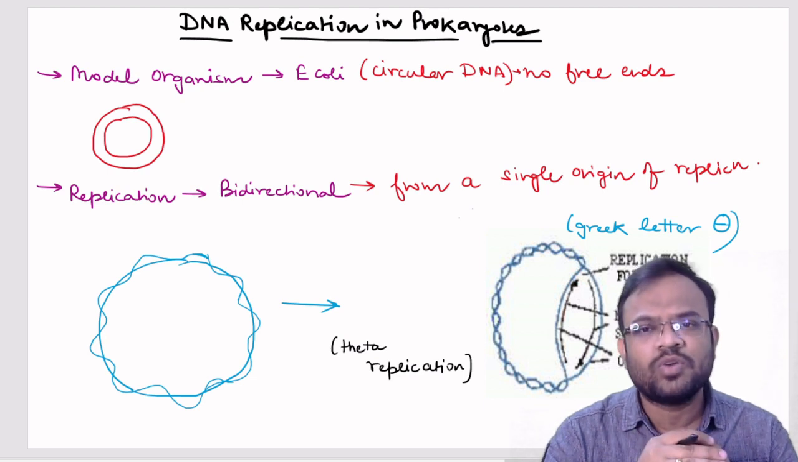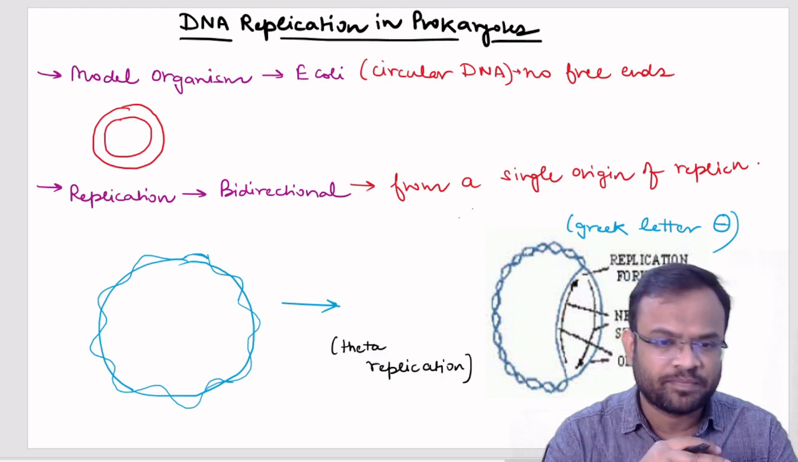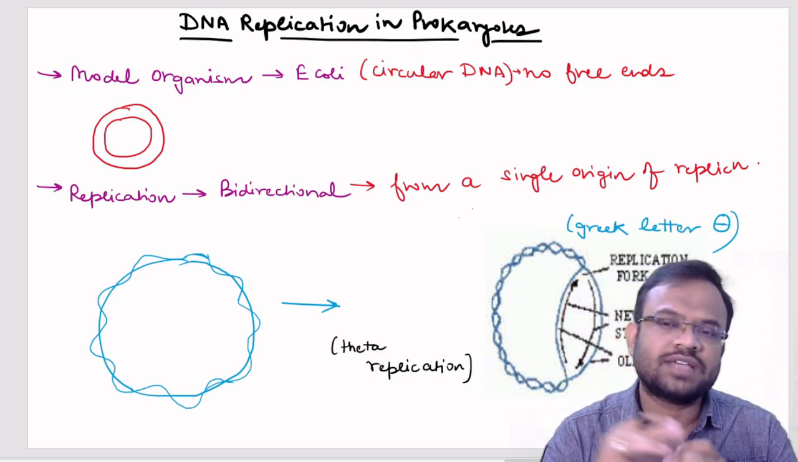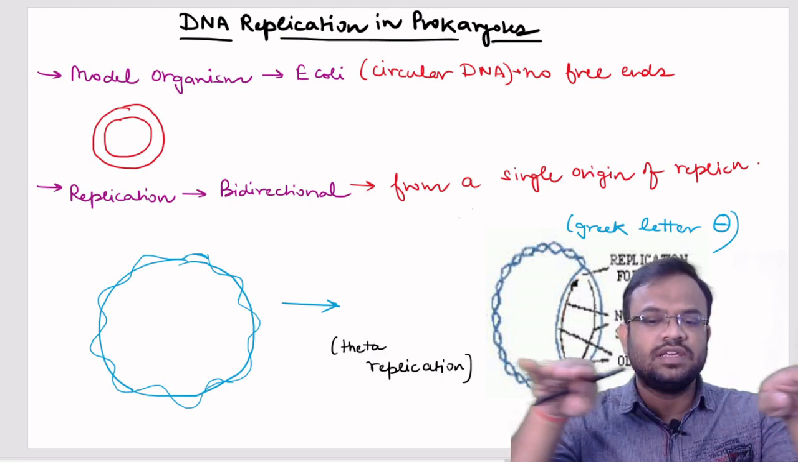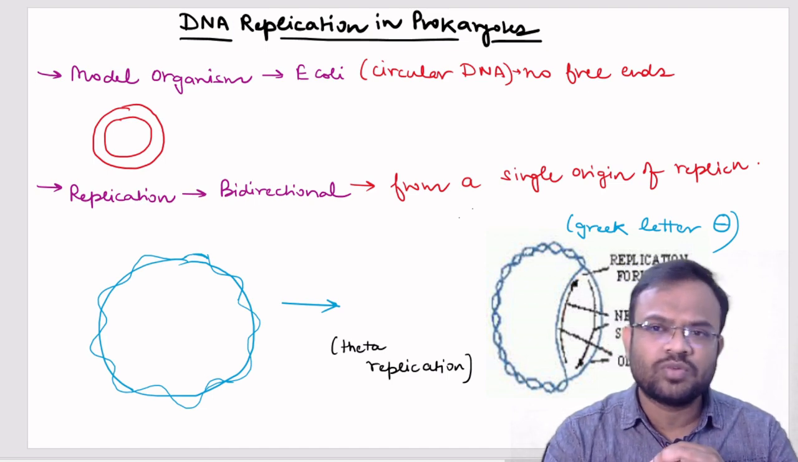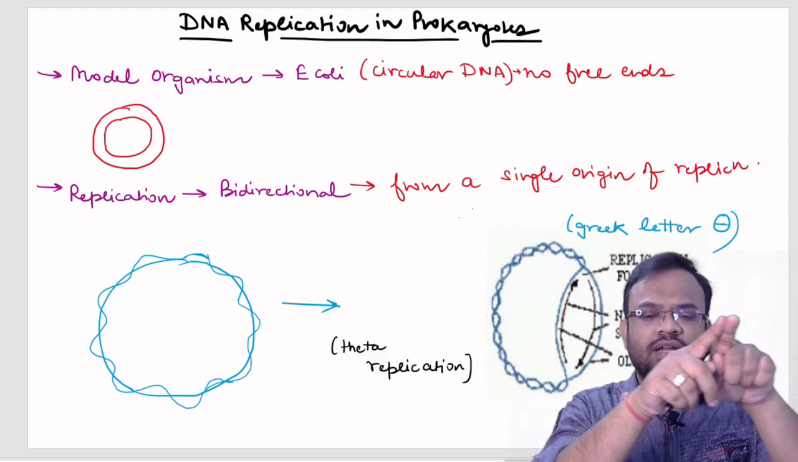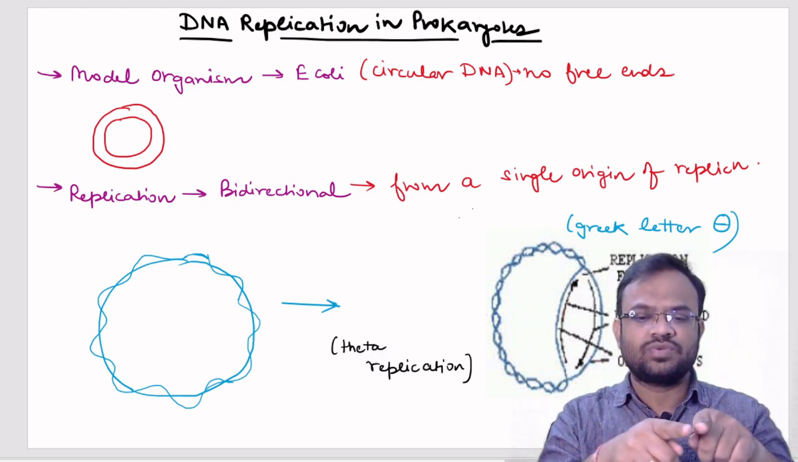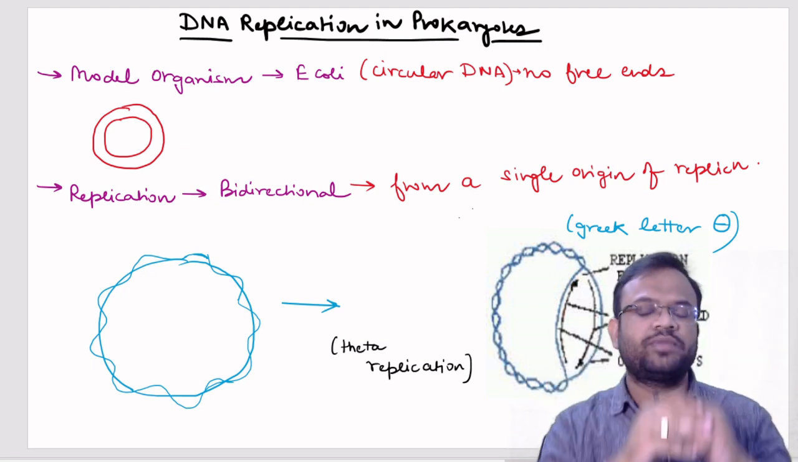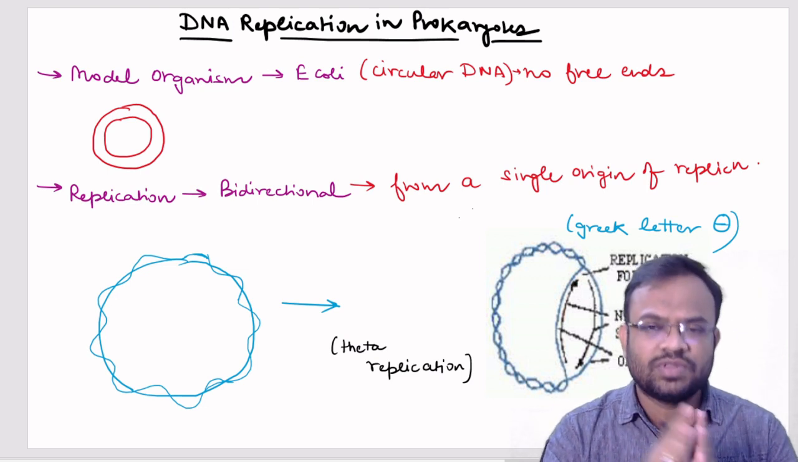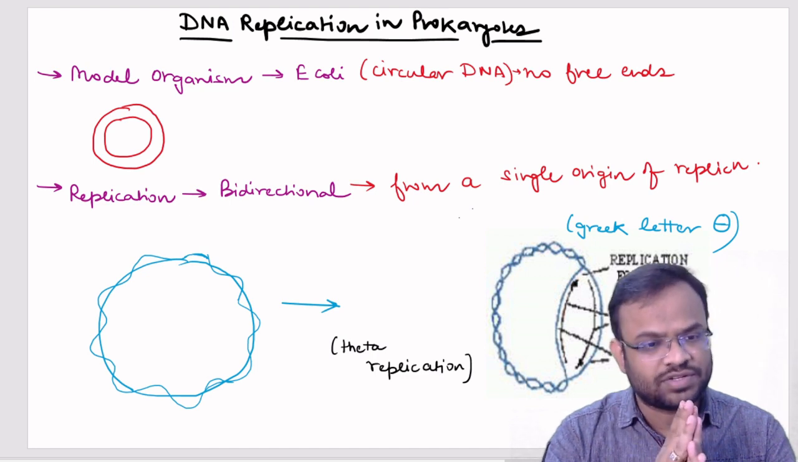Whenever we are talking about prokaryotes, we use a model organism, that is E. coli. E. coli, as you would know, has circular DNA. In eukaryotes the DNA is linear, but in prokaryotes the DNA is circular. What does circular mean? It starts from one point, moves around, and again comes back to the starting point. And this circular DNA of prokaryotes is double stranded in nature.